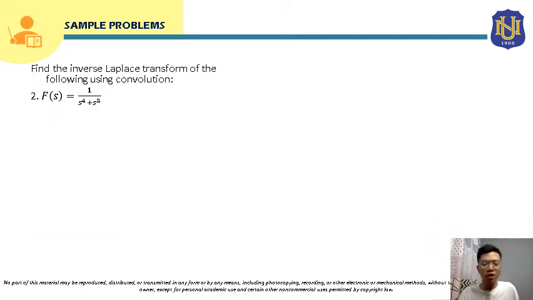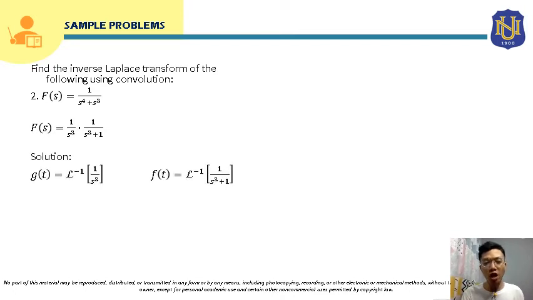Okay, now for sample problem number 2, we are going to solve for the inverse Laplace transform of the given F of s using convolution. In order for us to be able to use convolution, we have to factor or rewrite the given F of s into its equivalent factored form. So we can rewrite it this way. This is the factored form: 1 over s squared times 1 over s squared plus 1. To apply convolution, we will separate 1 over s squared and 1 over s squared plus 1 and assign them to g of t and f of t.